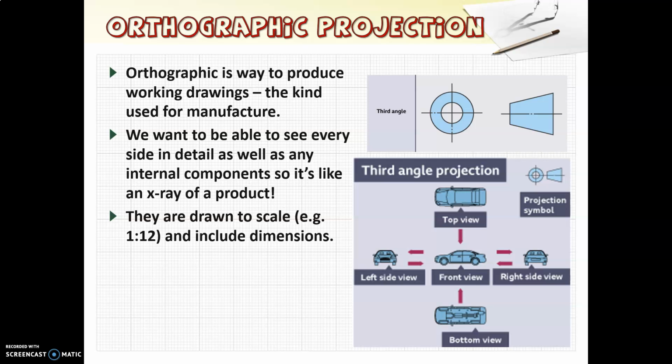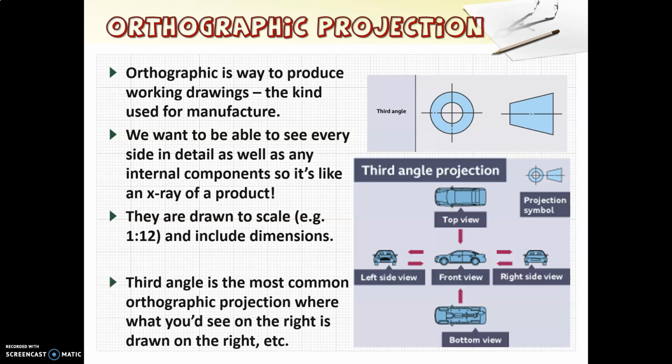And you include dimensions. So this is called third angle orthographic. Now, third angle is the most common orthographic projection. We're not going to worry about any others. And this is where anything that you'd see on the right-hand side of the product is designated on the right-hand side. Anything that's on the left-hand side is on the left, on the top, on the top, on the bottom, and so on.